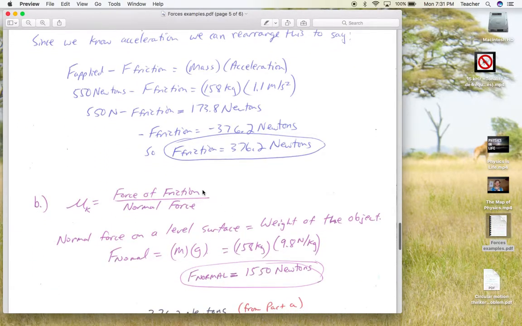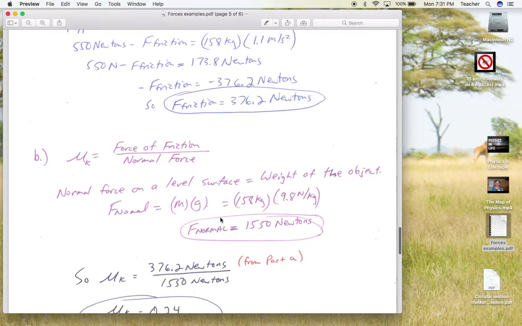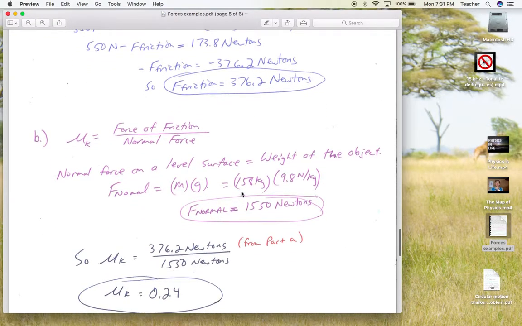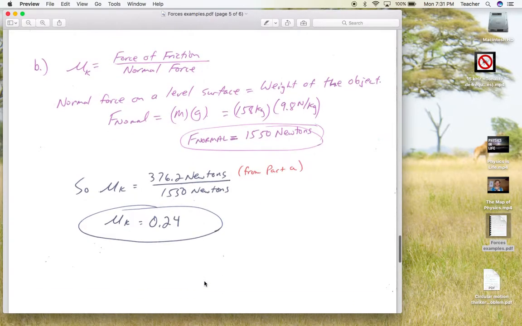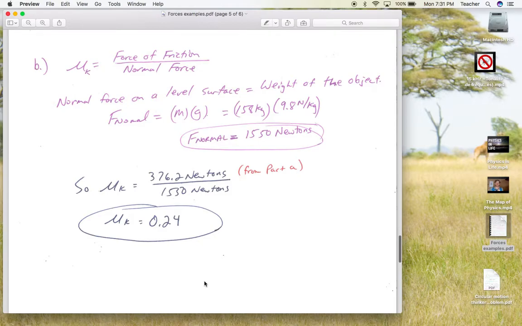Figure out the coefficient of friction: force of friction divided by normal force. And the normal force is mg on a level surface, 1550 newtons. So we get the friction from part A divided by the normal force. That's 0.24.